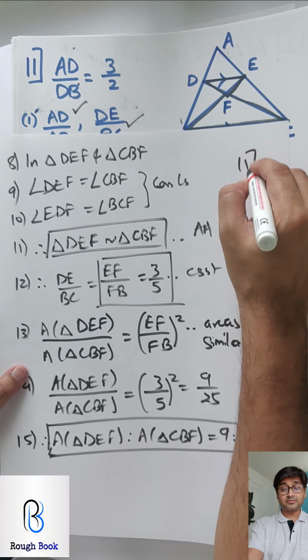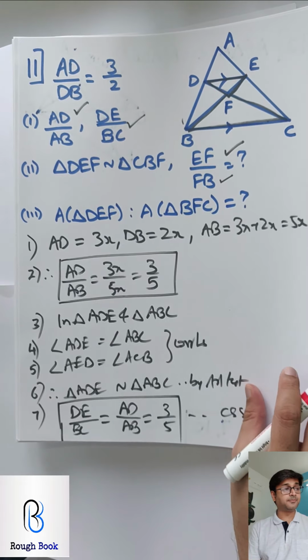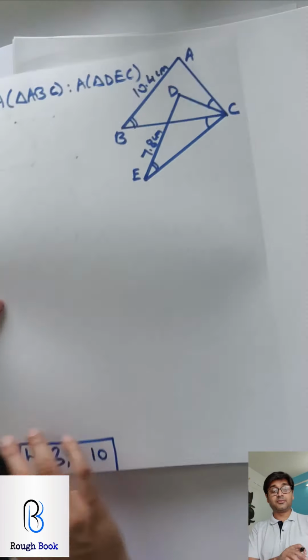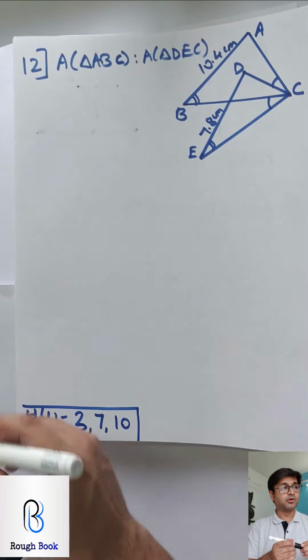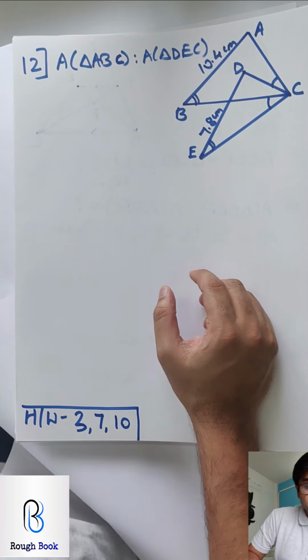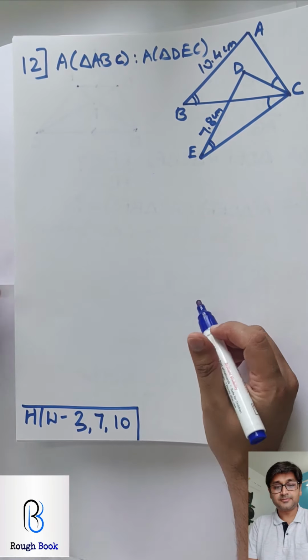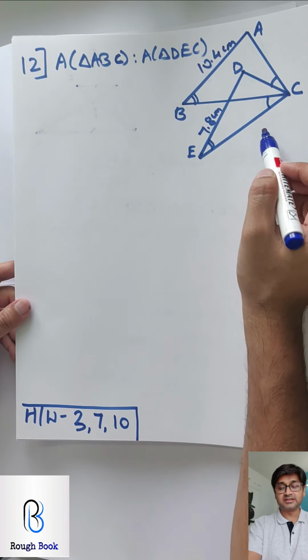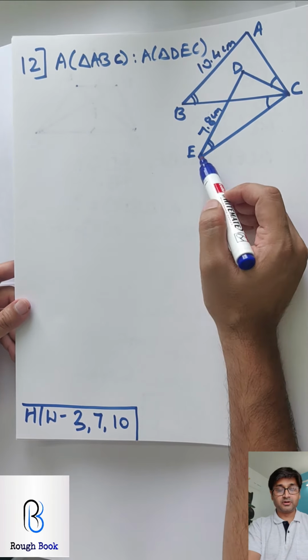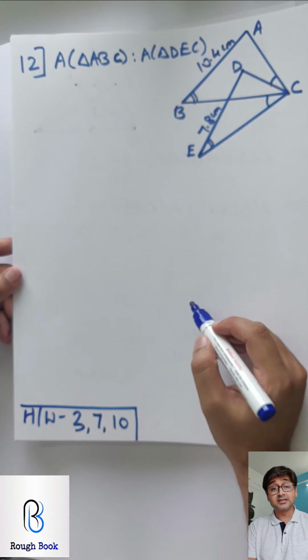Please try it out. These sums are really good ones. If you get them, then you can easily tackle sums in the boards also. The 12th one is a very simple sum. We will not take more than 2 minutes. So let us invest 2 more minutes and finish this, please. They say find area of ABC ratio DEC, and sides are also given. But for that, first prove the triangles similar.